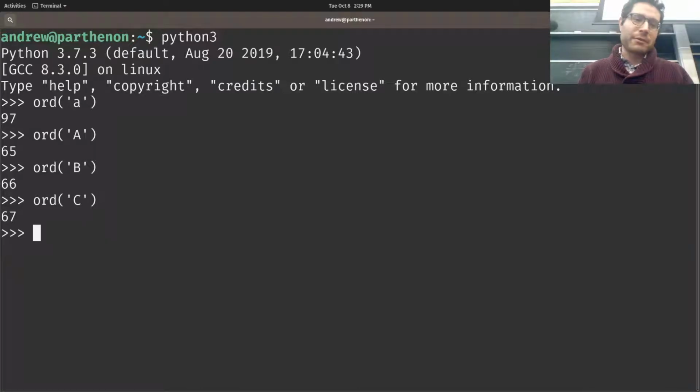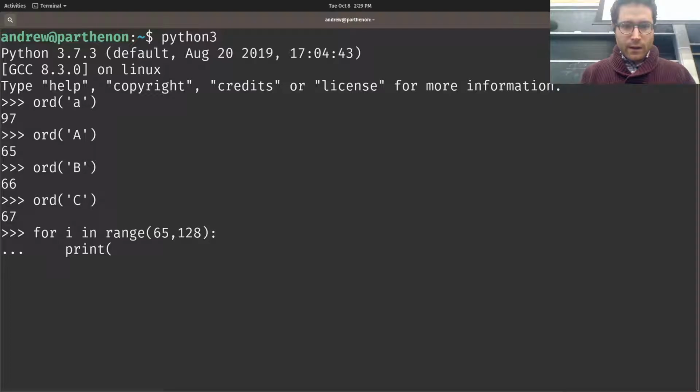Why am I doing this? I should probably write a for loop, right? For i in range, let's go from 65 to 128. Print i, comma, chr(i). chr is the reverse of ord. It takes a number and converts it into the appropriate ASCII character.